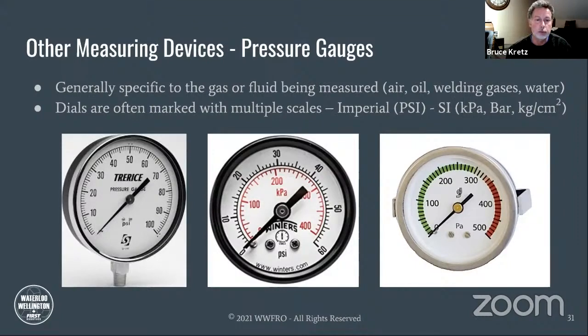Dials are often marked with multiple scales. Imperial is typically PSI, or pounds per square inch. SI can be a little bit different. It can be measured in kilopascals, bar, or kilograms per centimeter squared. They very often have dials with numerous scales on them. This particular one in the middle is showing kilopascals in red and PSI in black.